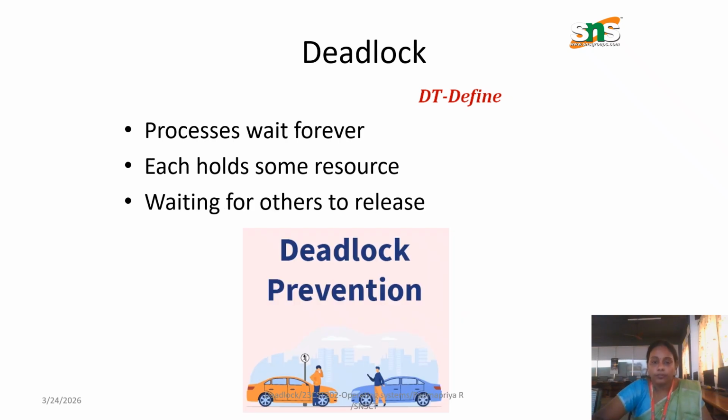In deadlock, processes wait forever, and each holds some resources and waits for others to release. Processes wait forever means a resource can be held by some other process for a long time. Another needed resource is also waiting forever. So each holds some resources, and they have to wait for others to release.